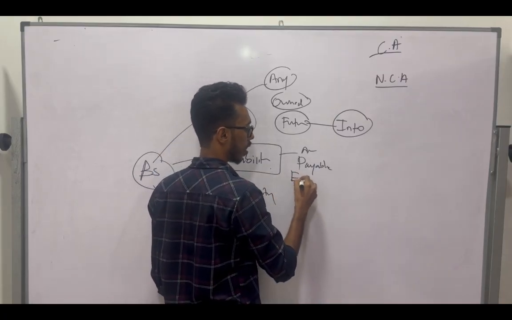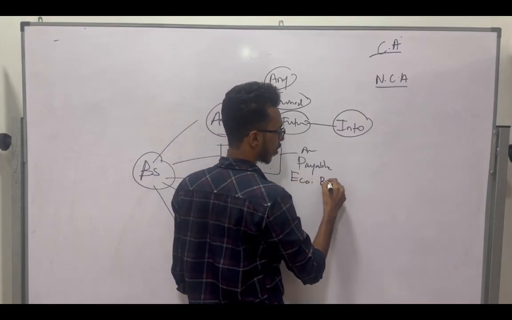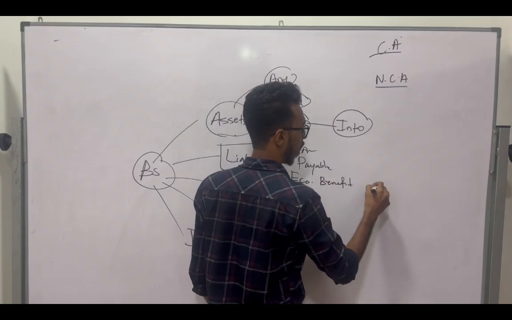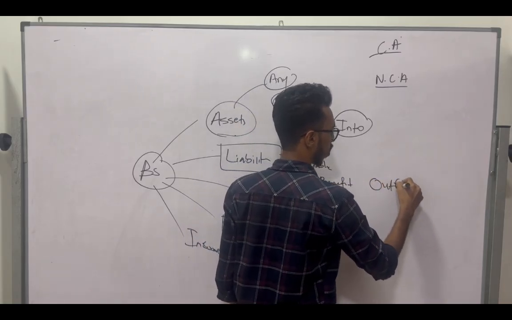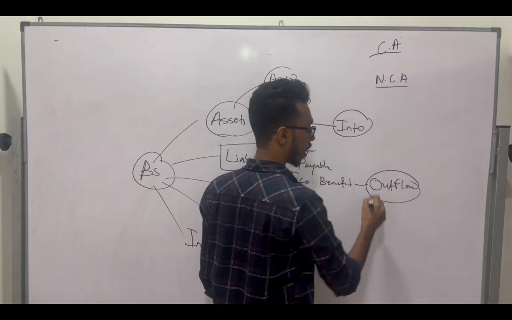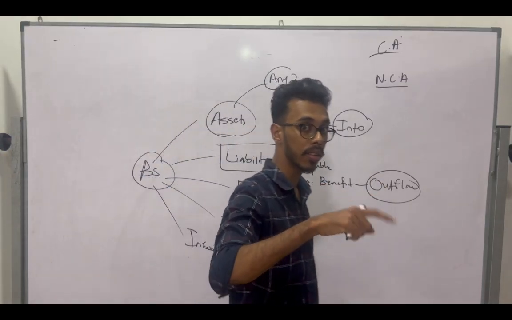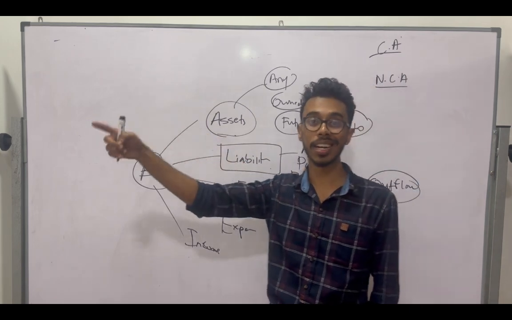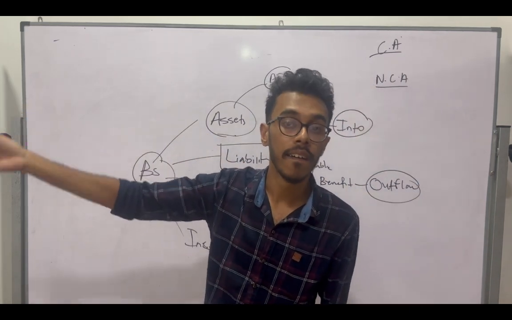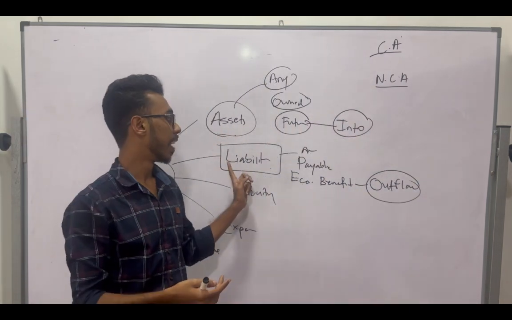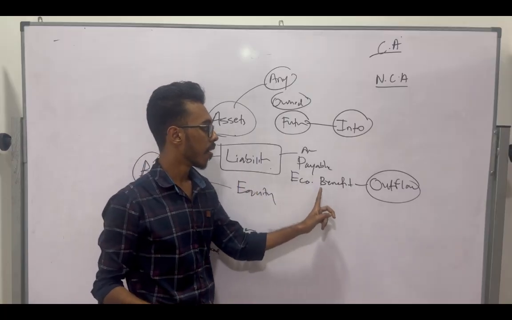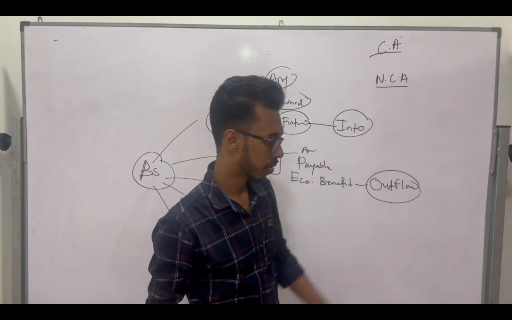and the economic benefits will outflow from the business. For example, a loan with interest. So thereby we say the liability has an economic benefit outflow from the business.